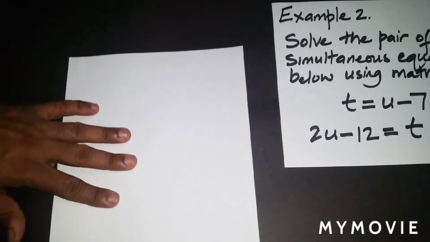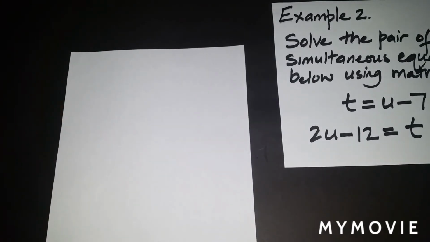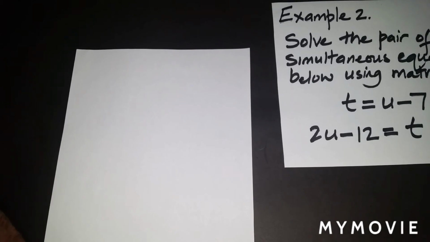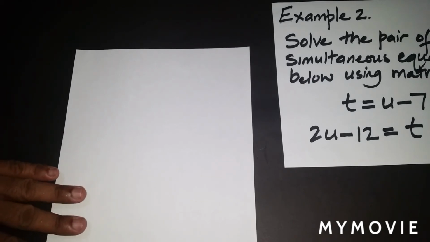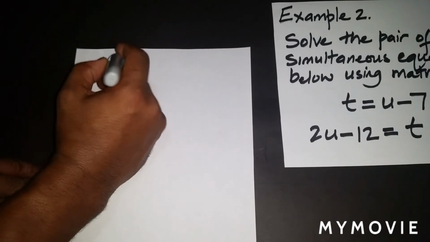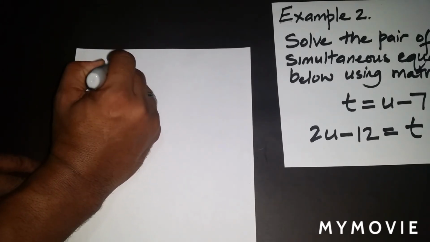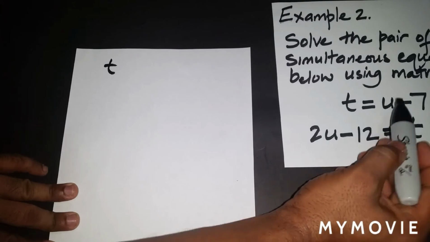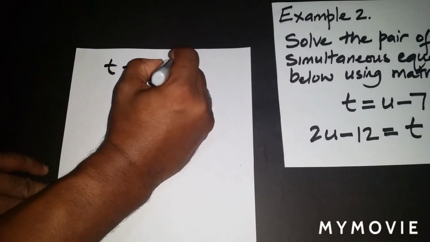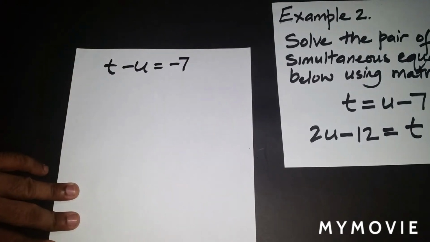Alright, so what I'm going to do is organize both equations in such a way where I have t at the front and u second, and then the numbers alone on the right hand side. So for equation 1, I'm going to have t there, but what I'm going to do is move this positive u over. It's going to become negative u, and negative 7 is going to be left on the right hand side. So I'm finished with equation 1 in terms of organization.